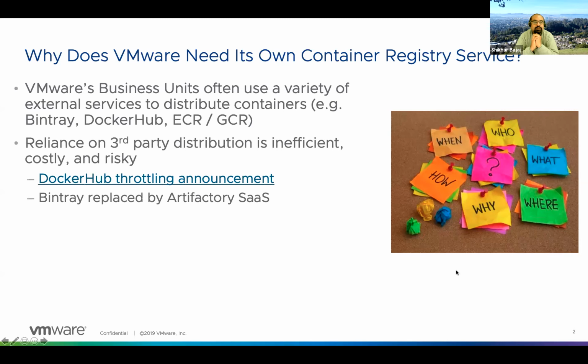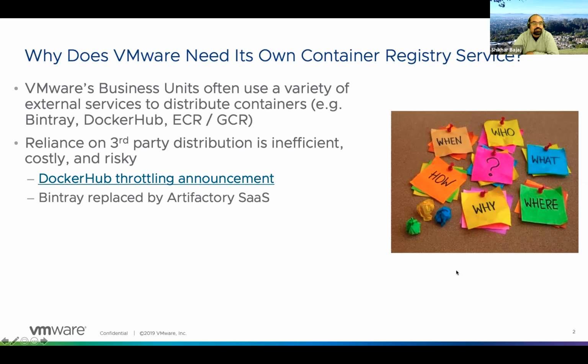Probably most everyone is aware, for example, that Docker Hub announced that as of November 1st, 2020, all free accounts would be limited in terms of their pull volume, by number of pulls per unique IP address. For an enterprise like VMware, where the externally visible IPs are so few in number, this causes a lot of hardship.